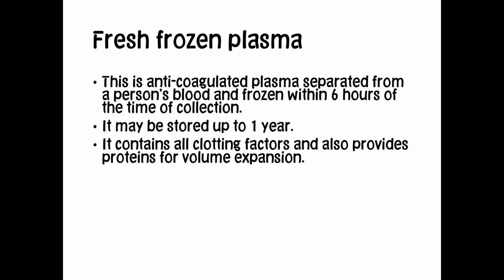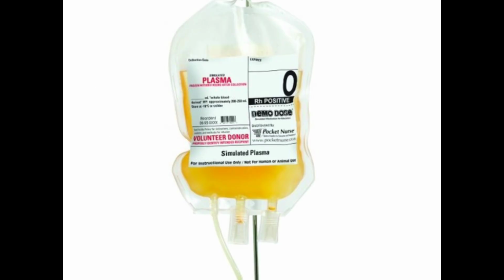Another product of transfusion is fresh frozen plasma. This is anticoagulated plasma separated from a person's blood and frozen within 6 hours of the time of collection, and it may be stored up to 1 year. It contains all clotting factors and also provides proteins for blood expansion, that is plasma.